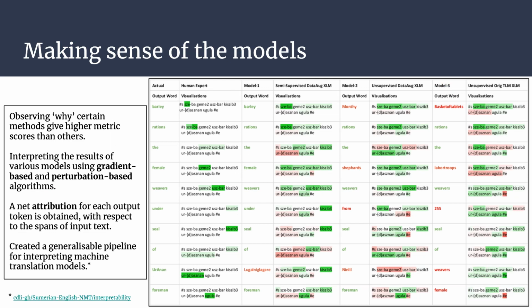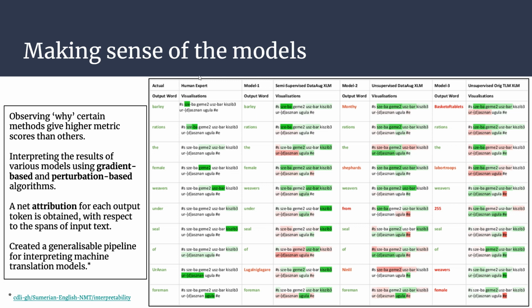So we also perform interpretability and interpretation techniques for our models which we train for machine translation, in order to obtain how the models are actually understanding the Sumerian and English texts. So we have used gradient based and perturbation based algorithms, and we obtain net attributions for each output token with respect to the input tokens.